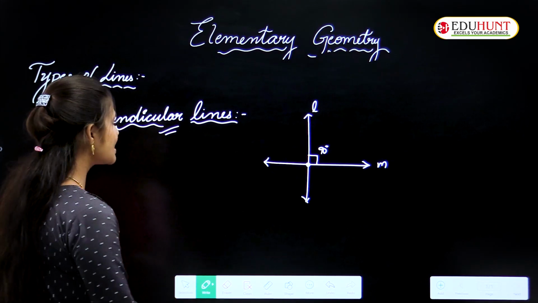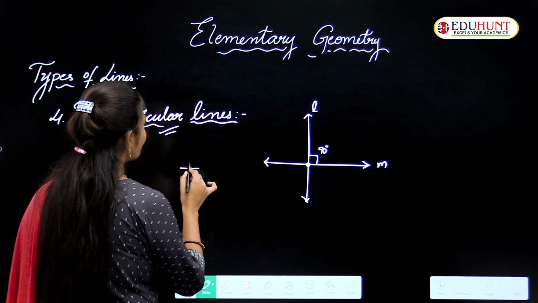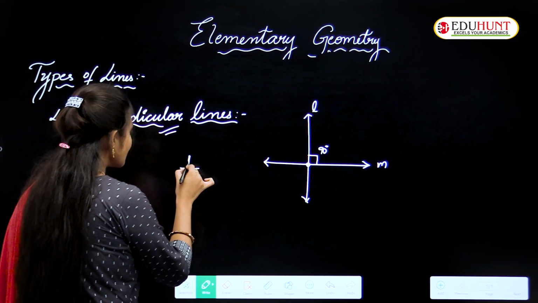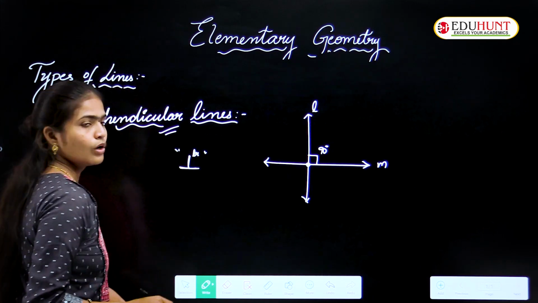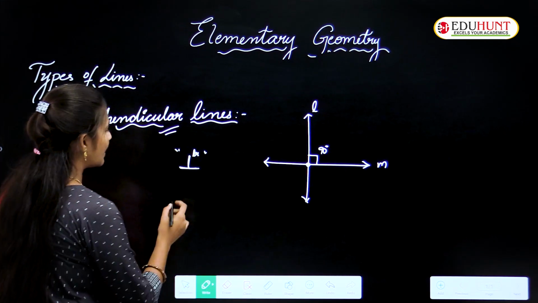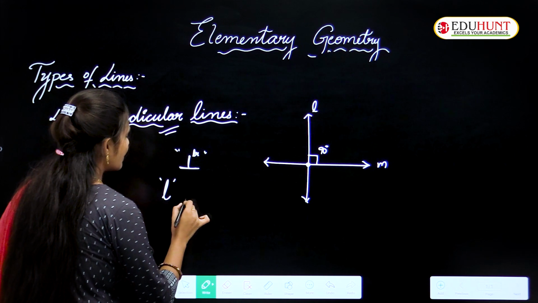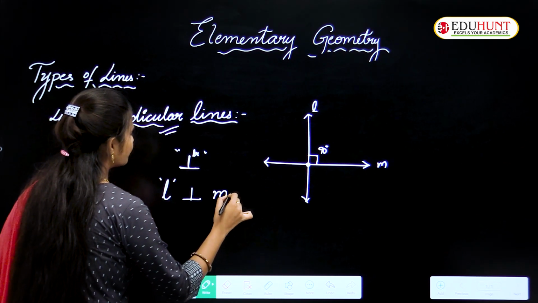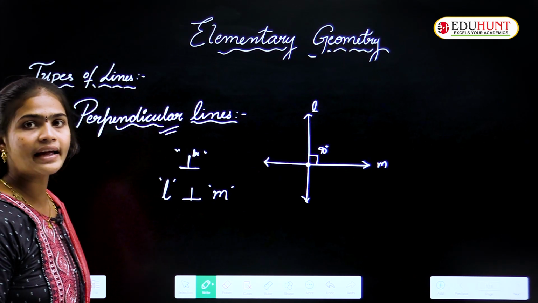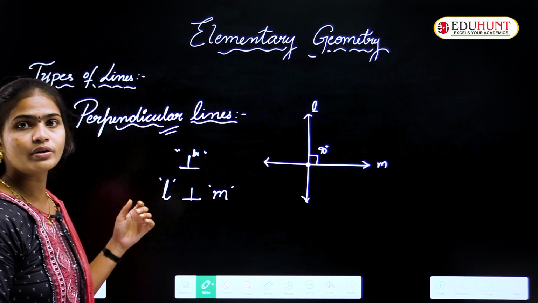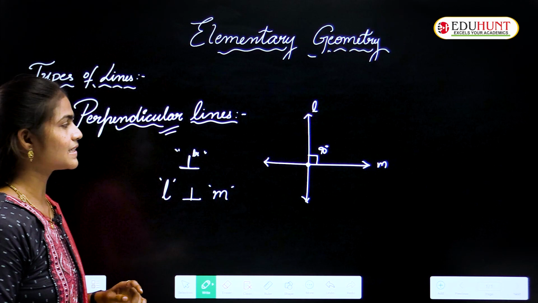Okay, so what is the symbol we need to represent perpendicular lines? This is the symbol for perpendicular lines. So how to represent the given lines here? Here L is perpendicular to M. Line L is perpendicular to line M. Okay, this is about perpendicular lines.